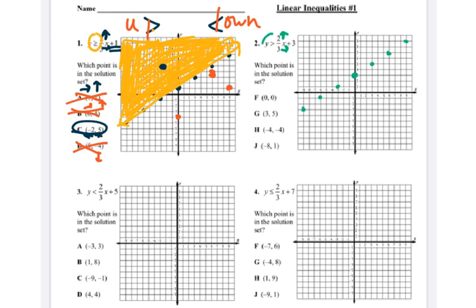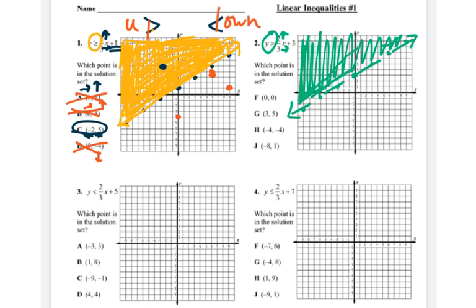I have a symbol. My symbol does not have a line, so I don't draw a line, I draw dashes. This is the greater than sign, so I put my pencil on any point and I go up, greater than my line. So in this one, my solutions are only in the shaded area, not on the line. Solutions do not live on a dashed line.